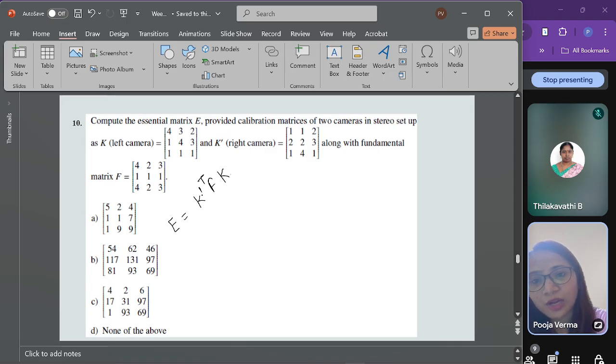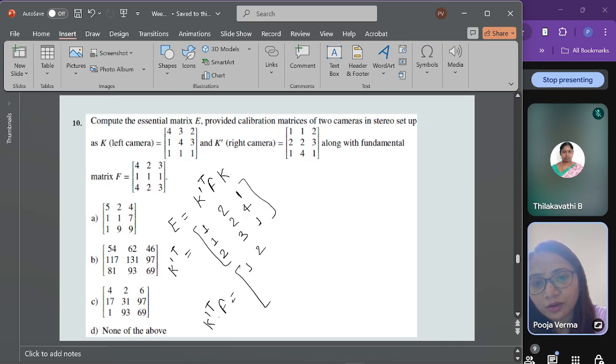First, we have to calculate K dash transpose. K dash is given, and we have to take the transpose of this matrix. What are we doing in the transpose? Just converting rows into columns and columns into rows. So 1, 1, 2, then 2, 2, 3, and 1, 4, 1. So K dash transpose we have got. Now we can multiply K dash transpose and F first, then the overall.